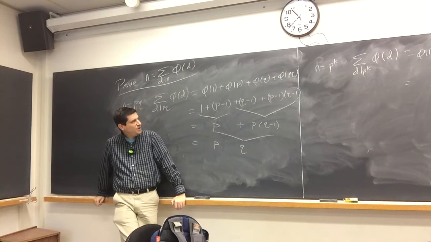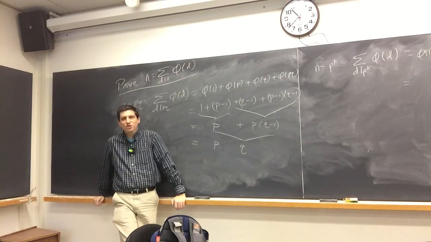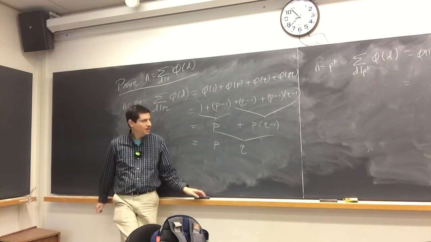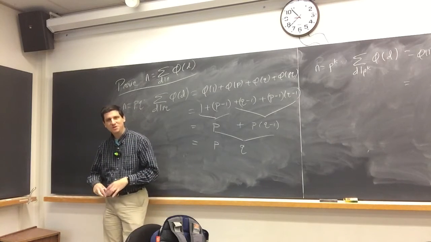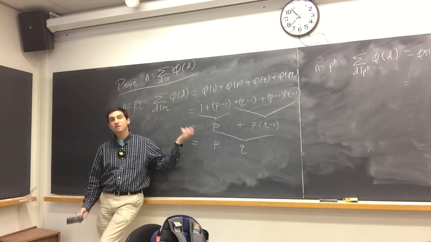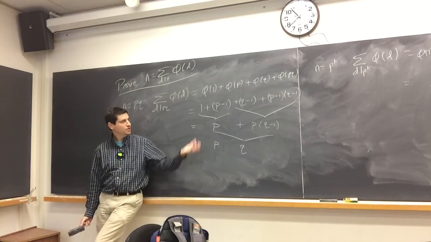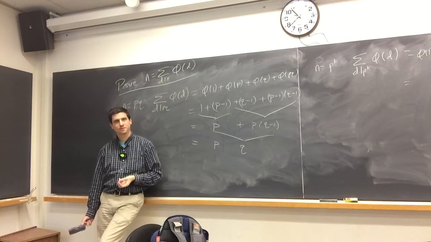Do you have an idea of how to do it now if I gave you PQR or if I gave you P squared Q cubed? Again, I don't care about this result. I probably shouldn't be admitting this so often. I really care about the thought process. How should we attack this? Do you see a way to generalize this?